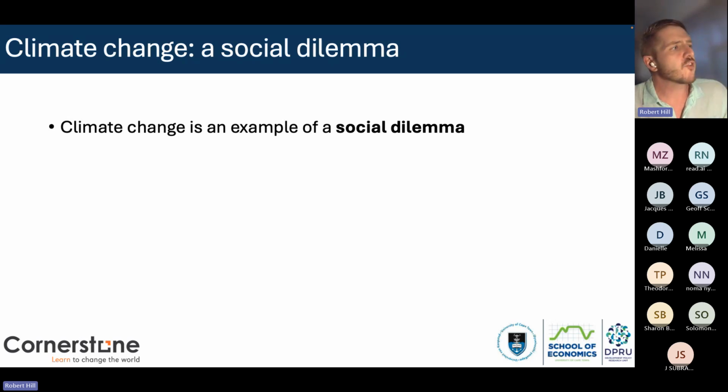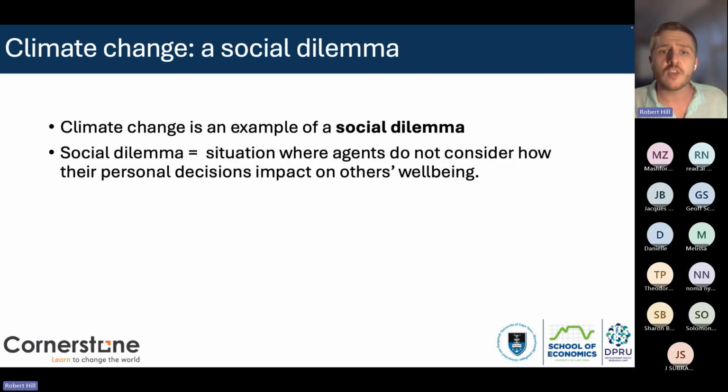pollution? And so what I'm going to say to you is that climate change, as we understand it, we can model as economists as something called a social dilemma. Now, a social dilemma is really just a fancy term for a situation where there are various agents or people involved in an interaction who don't consider how their own personal actions are going to impact on the well-being of others. So the minute you've got a situation where people are taking decisions and not thinking about how their choices impact other people, you could end up in a social dilemma.